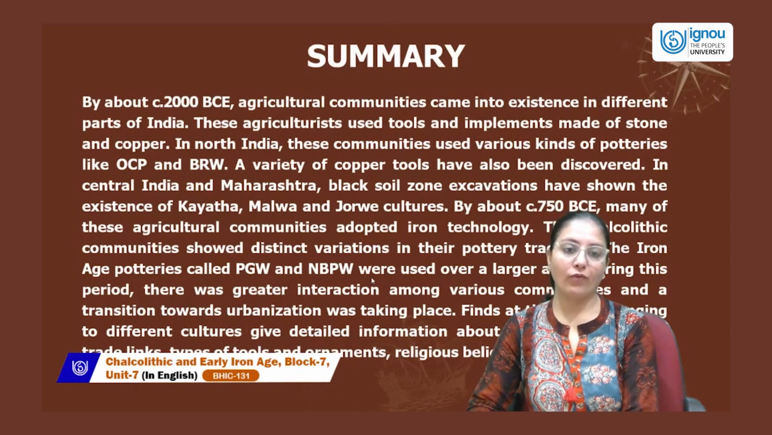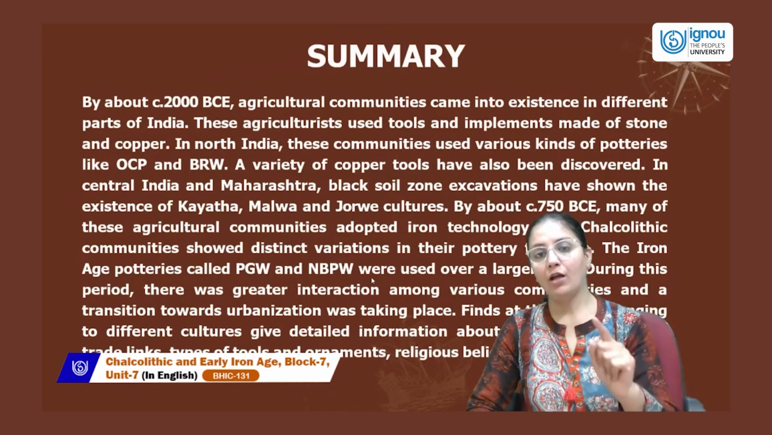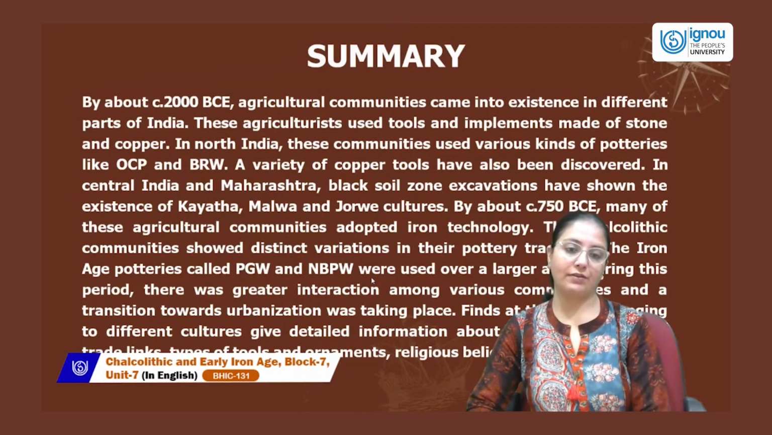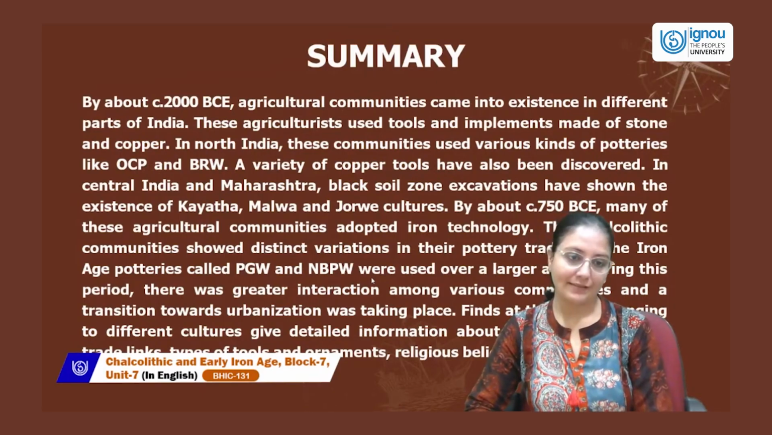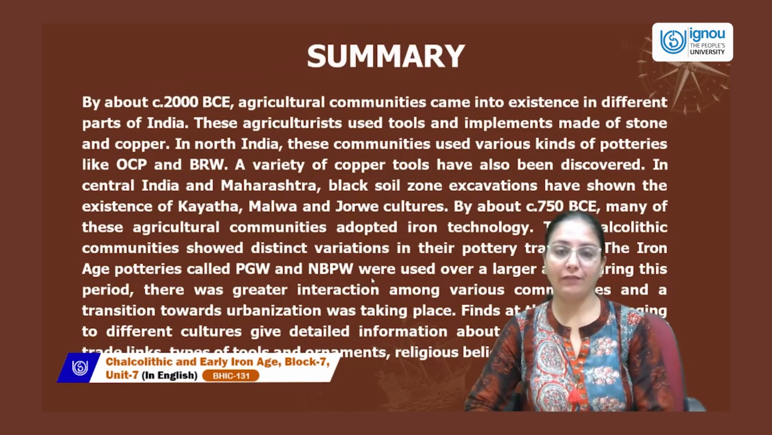A transition towards urbanization was taking place. Harappa, Mohenjo-daro, Lothal, Dholavira, Chanhudaro were the places that started urbanization at that time. Finds of sites belonging to different cultures give detailed information about settlement patterns, trade links, type of tools, type of ornaments, and the variety of religious beliefs.